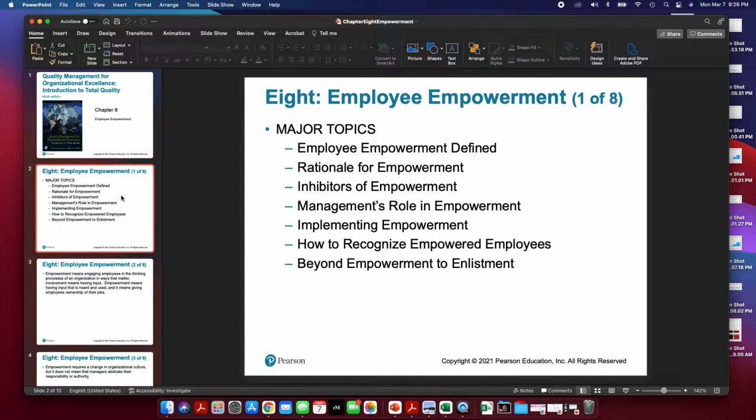So today we'll be talking about employee empowerment. You'll be reading about it, including taking a quick assignment where you're going to be put in the role of somebody that is dealing with not believing in employee empowerment. So some things that we're going to talk about in this lecture: we're going to define employee empowerment. We're going to talk about the rationale behind it, inhibitors of it, what management's role is, how to implement it, and how to recognize and empower employees, and look beyond empowerment to enlistment.